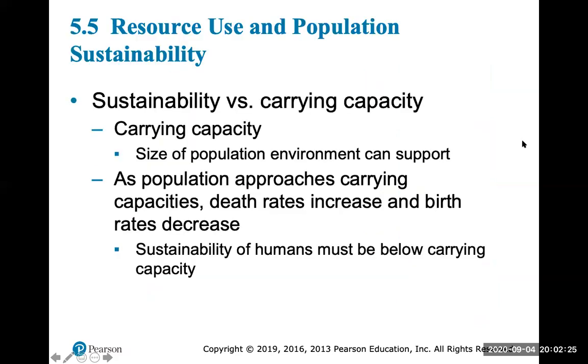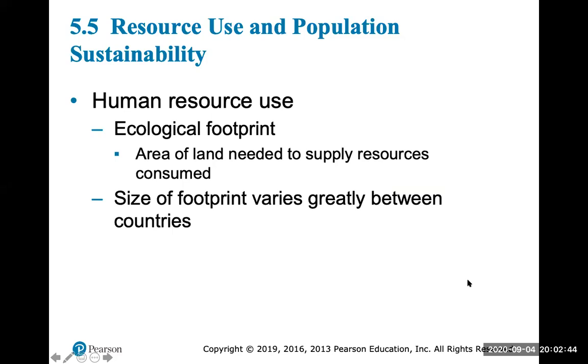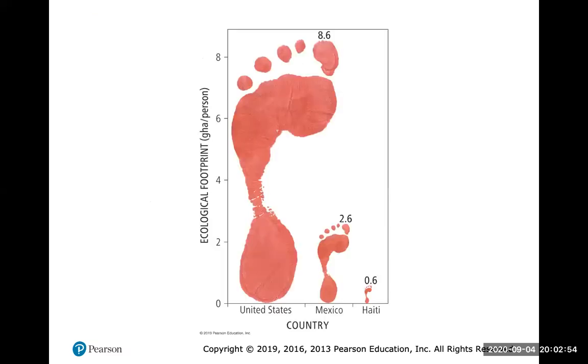So this is where we get into sustainability and carrying capacity. Carrying capacity is the size of population the environment can support. And as population approaches the carrying capacity, the death rates will increase and the birth rates will decrease, because the sustainability of humans must be below that carrying capacity. And the ecological footprint describes the amount of land needed to supply these resources. So it goes directly hand in hand with sustainability.